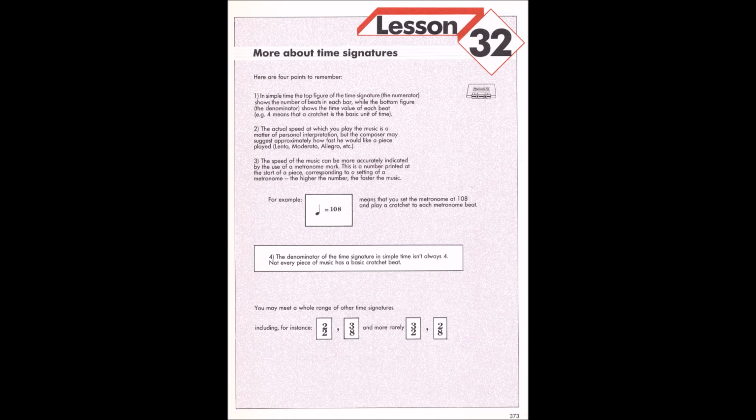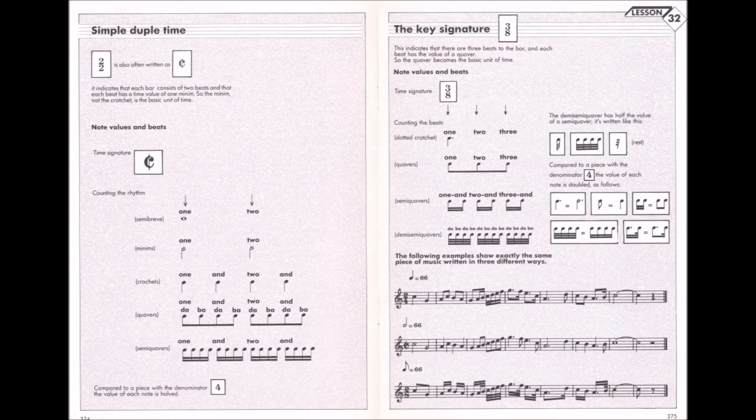But, as you can see on the first page of your Lesson 32 booklet, page 373, this isn't necessarily so. The denominator can be either 2 or 8 instead of 4, giving you 3/8 time in place of 3/4, for instance, or 2/2 time instead of 2/4. So what does this mean in practice? Well, on pages 374 and 375, you'll find the implications of 2/2 and 3/8 time spelt out for you.